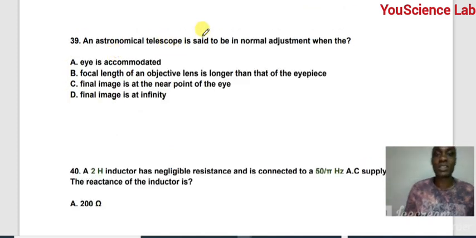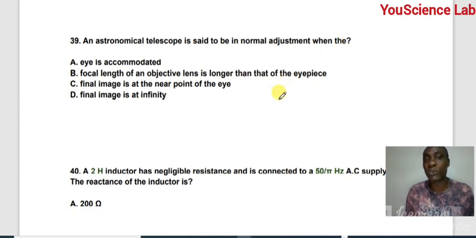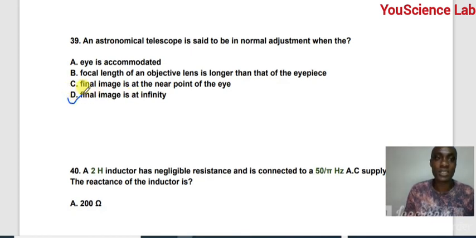An astronomical telescope is said to be in normal adjustment when, now for all telescopes, they are said to be in normal adjustment when the final image is formed at infinity, at a very far distance. That's what it means. So the correct option is option what? D. So let's go to question 40.